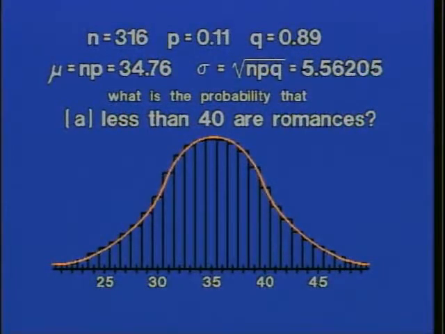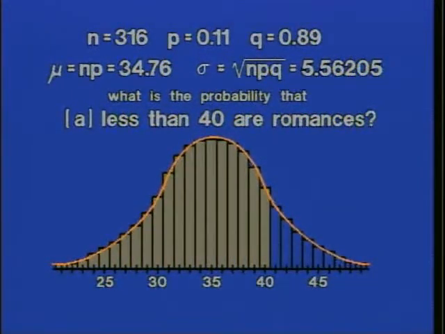Now here is the probability associated with exactly 40 romance novels being sold out of this 316 total number of books being sold. Now we're talking about, though, the probability that less than 40 are romances. So we want to find the area that is to the left of 40. That is, we want this area under the curve. And we don't really want 40, you see, so we'll have to take that out.